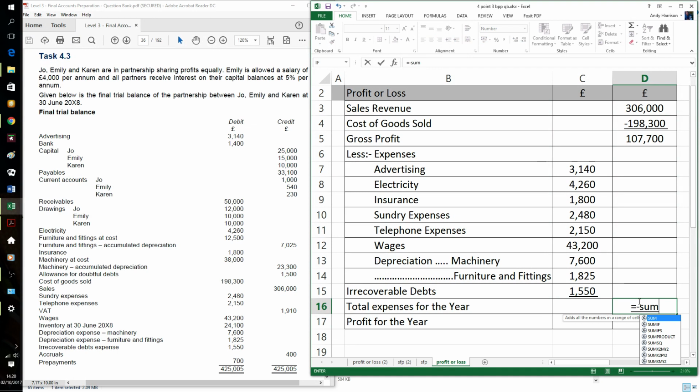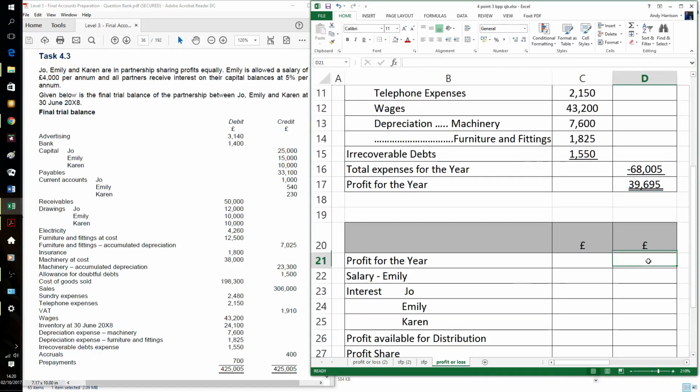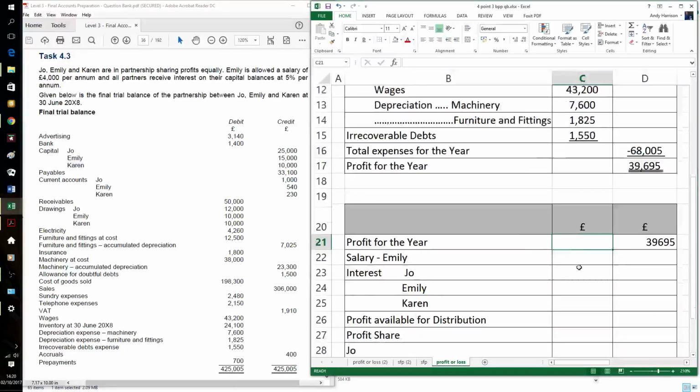So all I need to do is add those off, put them as a minus figure, from advertising to irrecoverable debts. And then the profit for the year is the gross profit minus expenses. So that gives us the profit to be appropriated for the year, 39,695. That's the figure that goes at the top of the appropriation account.